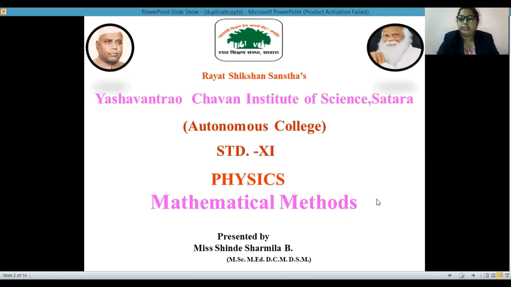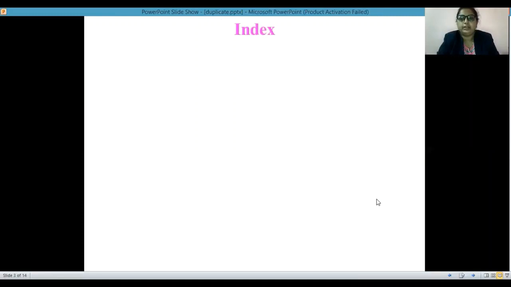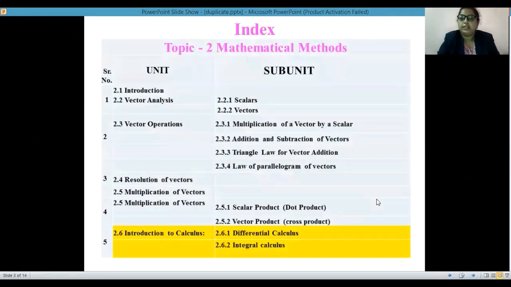Today we will discuss our second topic, which is mathematical methods. See in the index, these are the units and this one is a sub-unit. Units 2.1, 2.2, 2.3, 2.4, 2.5, up to the multiplication of vectors, we discussed in the previous lectures.